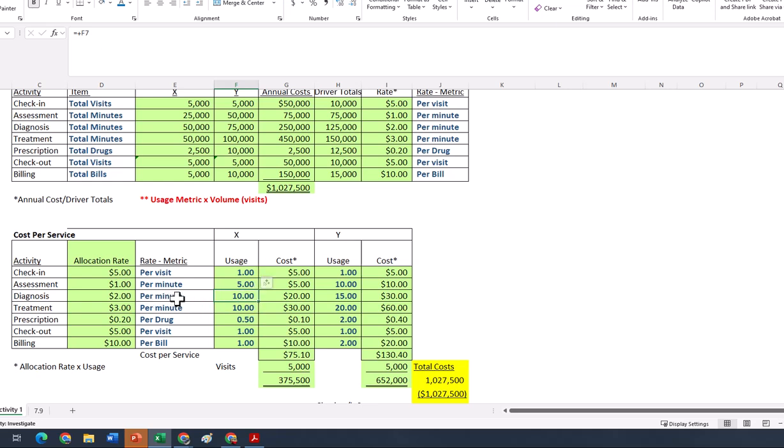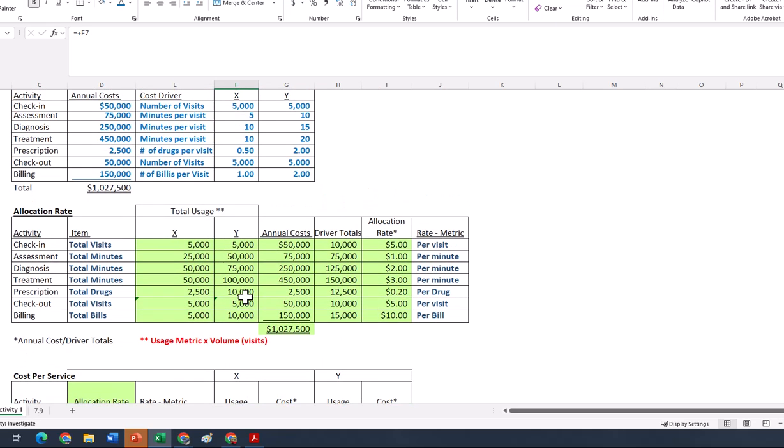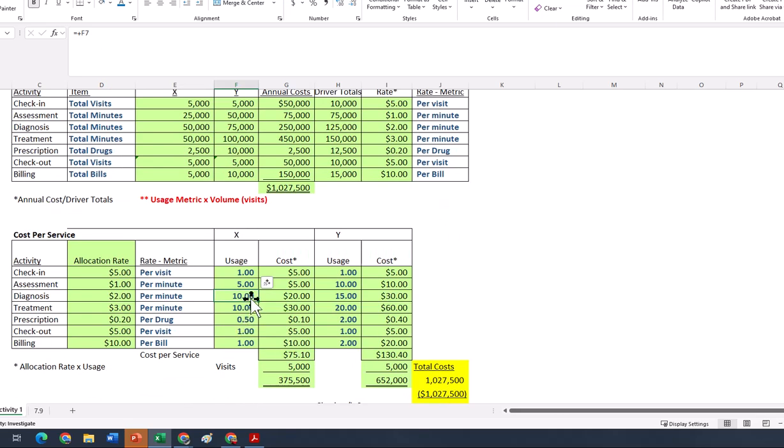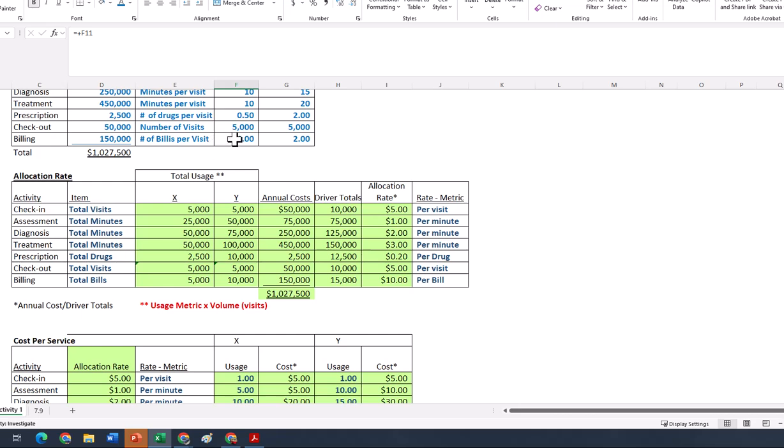So X diagnosis we said was 10 minutes per visit. So we have our 10. Treatment we said was 10 for X. 0.5 drugs per visit. A visit is a visit. A bill we said was 1. We've linked to the F11.